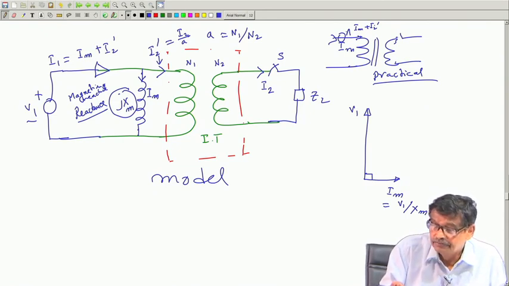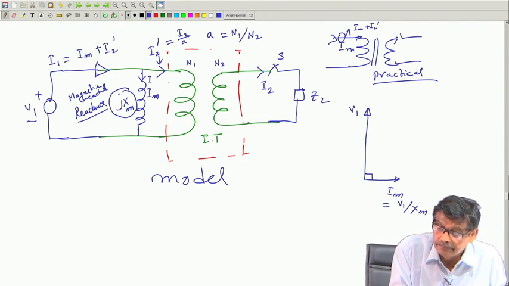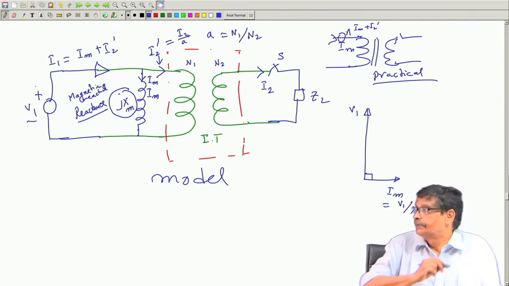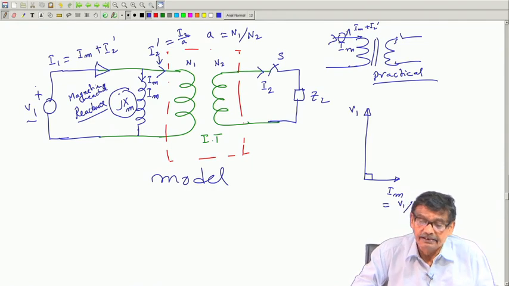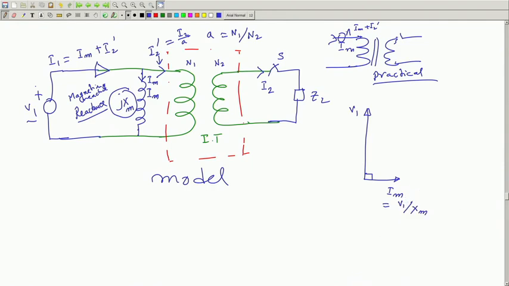Close this switch, from the knowledge that this portion is ideal, here now will appear a reflected current I2 dashed, and I2 dashed plus Im will give you I1. We will continue with this in the next lecture, but please go through this portion very carefully.